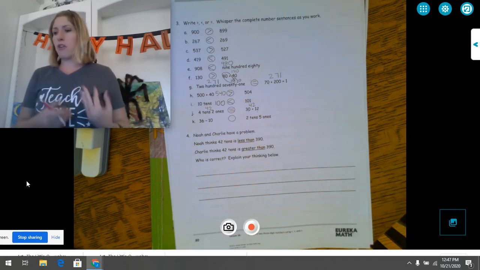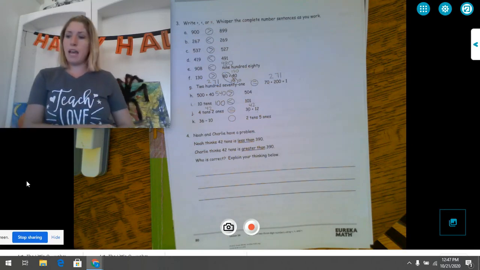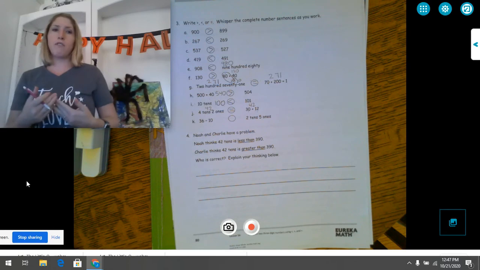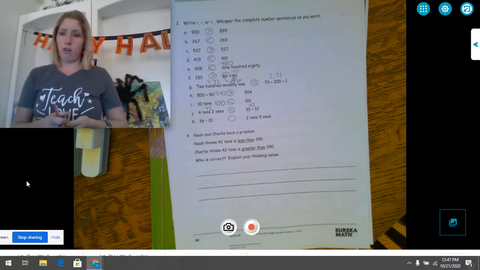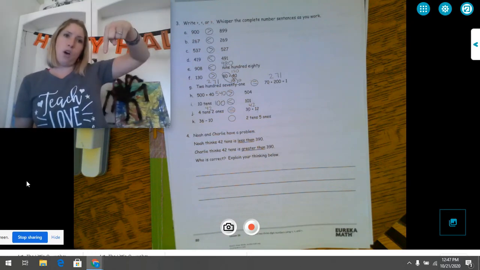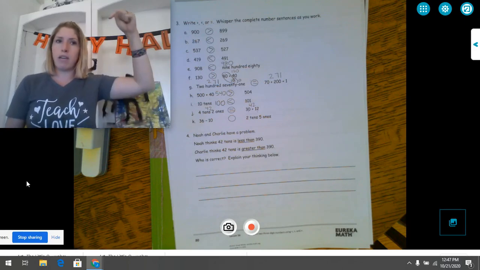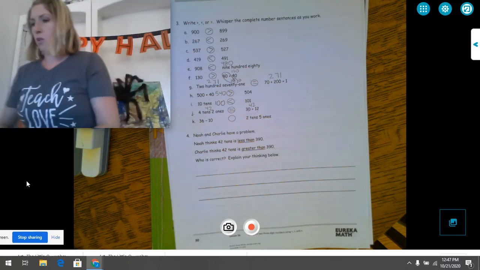Letter K, 36 subtract 10. And on the other side, we have 2 tens, 5 ones. So our job first is to write both of those in standard form. So 36 subtract 10, that means we're going to go down 1 in our tens place. So we had a 3 in our tens place. We're going to make it go down 1. So there was a 3.